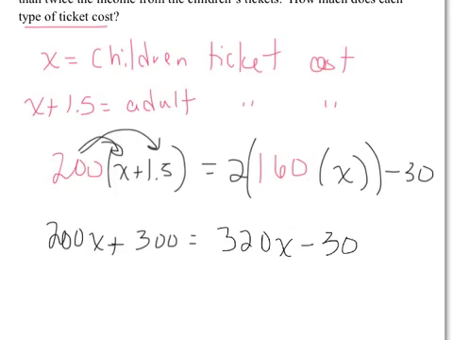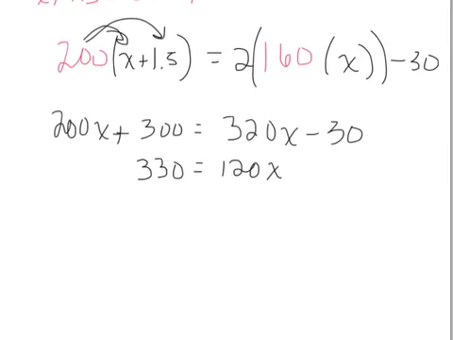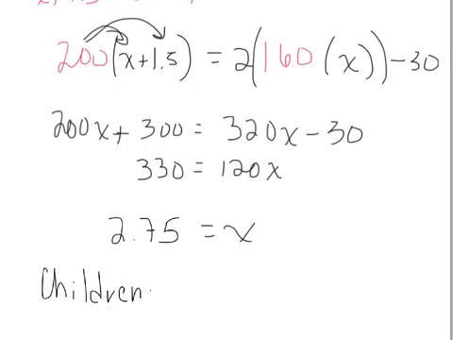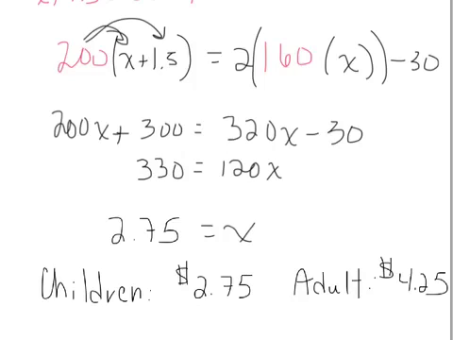x minus 30. Add the 30 over to give you 330. Subtract the 200 to give you 120x. Now we can divide and see that x turns out to simply be $2.75 per ticket. So the children's cost per ticket is $2.75. Well, the adult cost is $1.50 more, it said. So if we add $1.50 to $2.75, we simply get $4.25 per adult. So those are the prices for each of the two different categories.